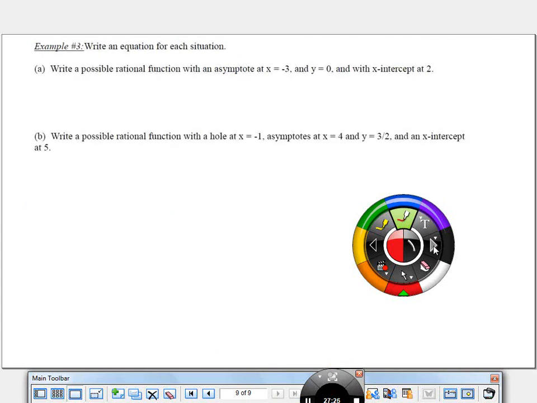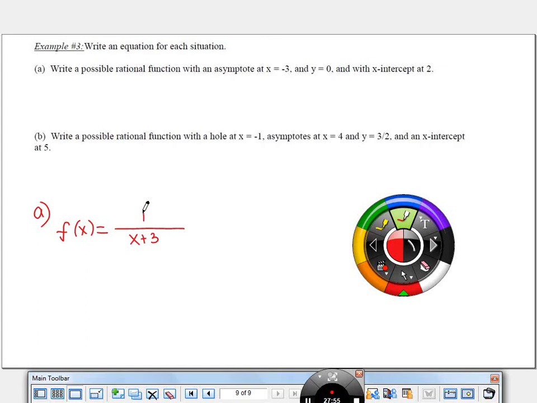Now, I just wanted to go through writing an equation for each of these situations. For part A, to write a possible rational function that has an asymptote at x equals negative 3. So x equals negative 3 is a vertical asymptote, so that means x plus 3 must have been in the denominator to get negative 3. And y equals 0, which means there's a horizontal asymptote at 0, so the degree of the denominator is bigger.